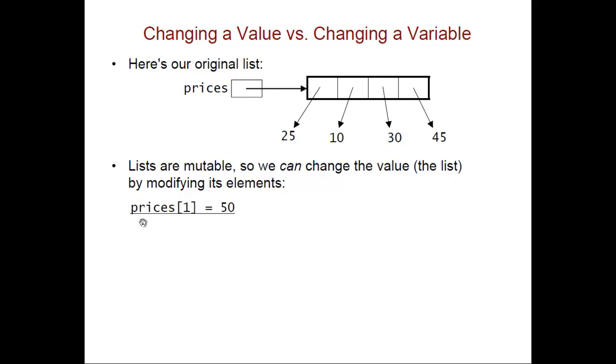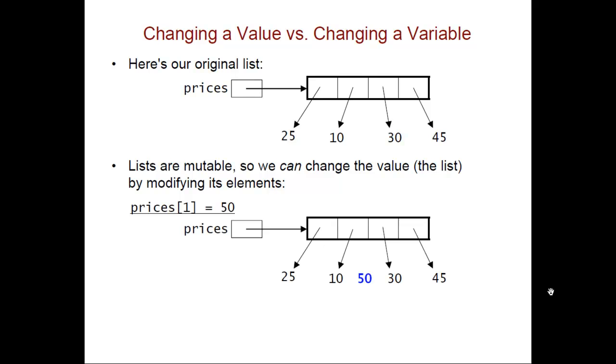If I then go and do this assignment to prices 1, what am I doing? Well, again, I'm not really changing the 10, but I'm creating a new value, which is 50, and I'm making prices 1 refer to it instead of referring to the 10. So here again, I've changed a reference, but in doing so, I have changed the internals of the list.